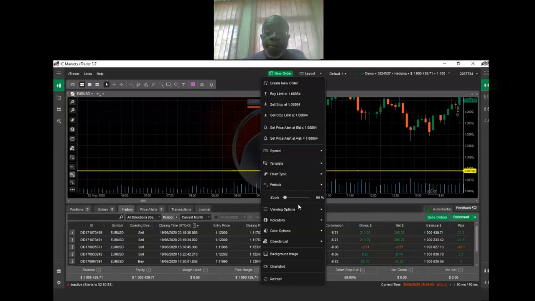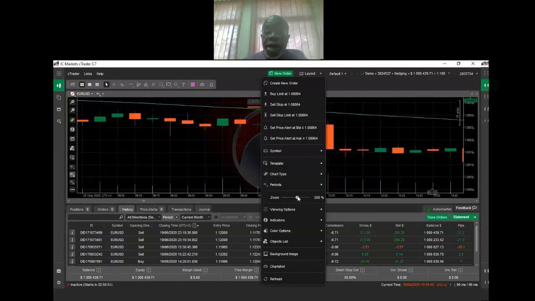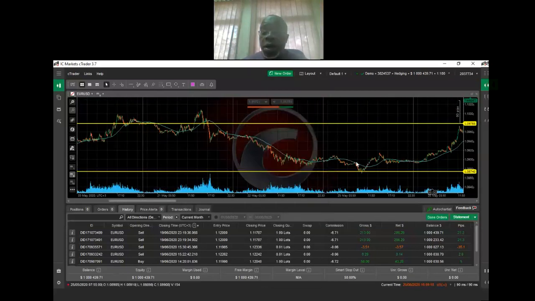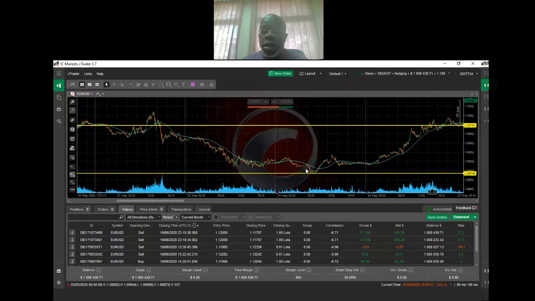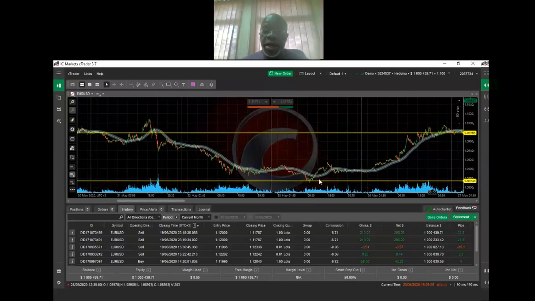When I zoom in, it's not very clear, so I have to zoom out. But anyway, in general, it's somewhere around here, 25th of May. At the 25th of May, you'll find that the confluence between the indicator and the support, in this case, will also give you a signal that this market is going up.